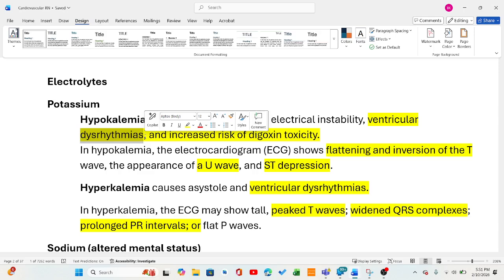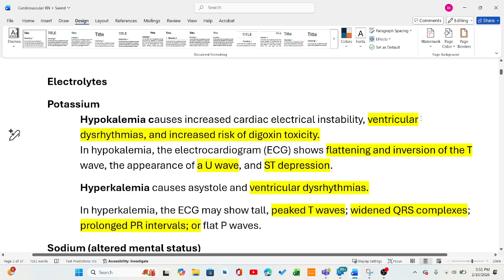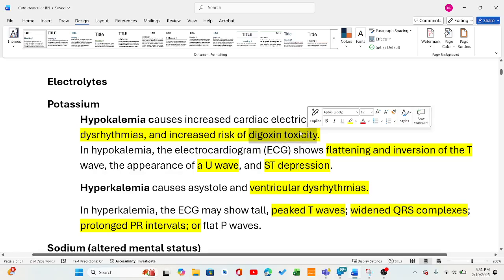One of the things that the NCLEX is going to hit you on is that when the potassium levels go down and the patient is on digoxin, please take note of this medication. Digoxin is given to people who have heart failure, and it helps increase the contraction of the heart.